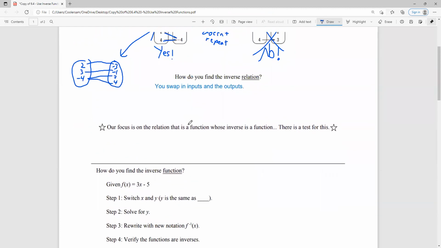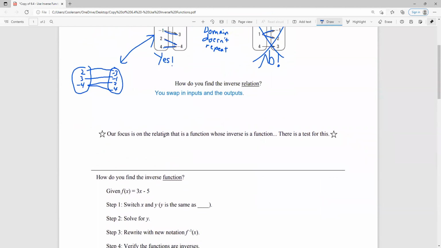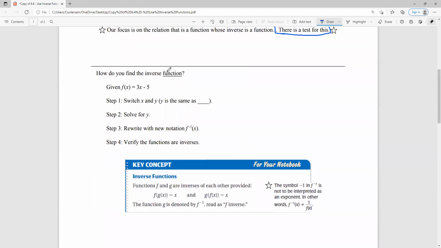Okay, cool. Great. So our focus is on the relation that is a function whose inverse is a function. There's a couple of ways to test for this. We're going to learn the 2 ways to do it. One is algebraically with compositions of functions. And then the other way is graphically, which is you graph them and do some kind of test on the graph. But how do you find the inverse of a function?